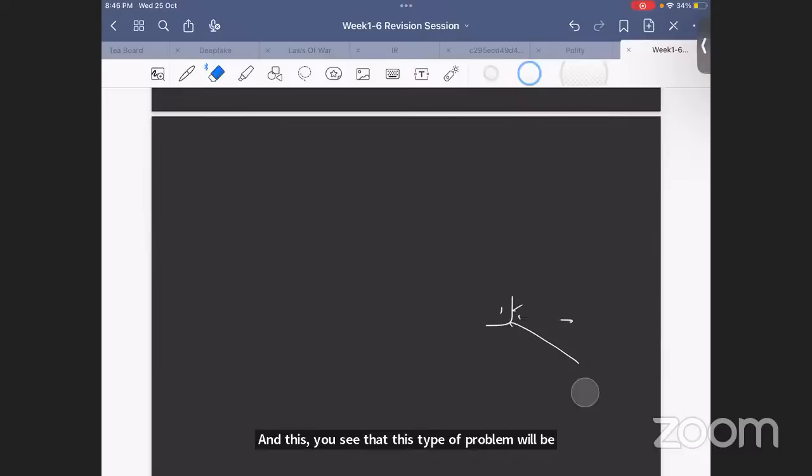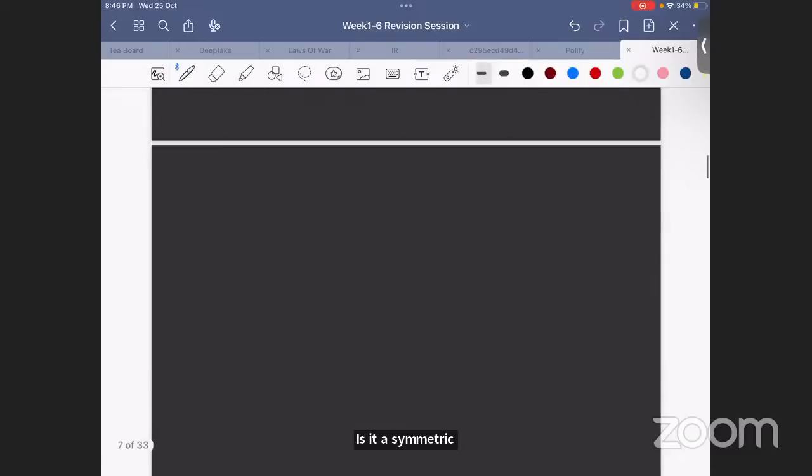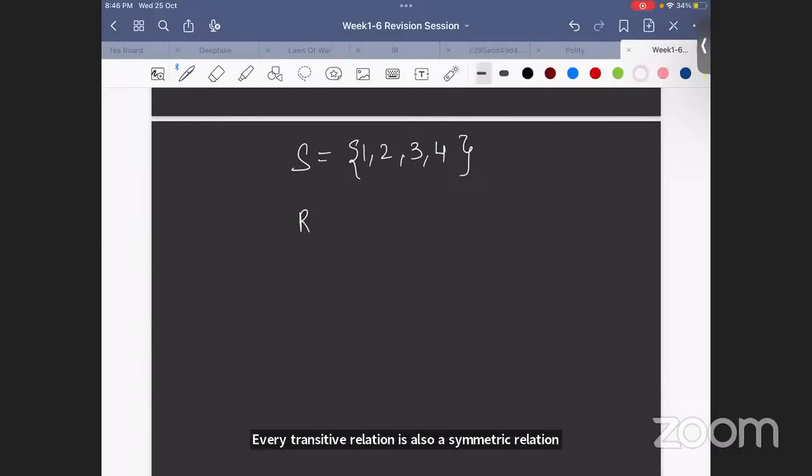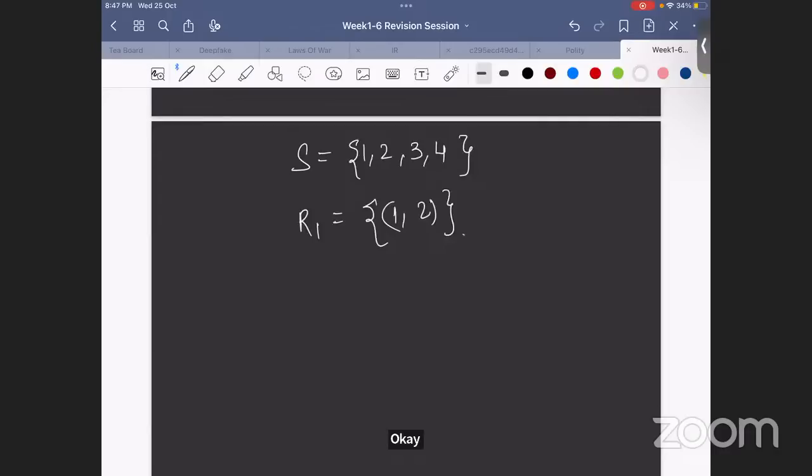Sir, is every transitive relation also a symmetric relation? Not so. This relation was transitive, but was it symmetric? So 1, 2, 3, 4 is your set S, correct? And this relation, is it a transitive relation? Yes. Is it symmetric? No. How can this be symmetric? So is it clarified?